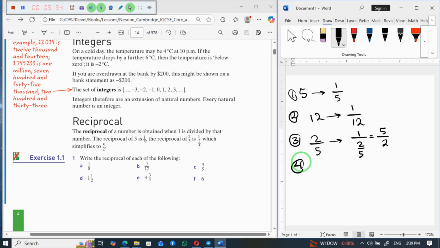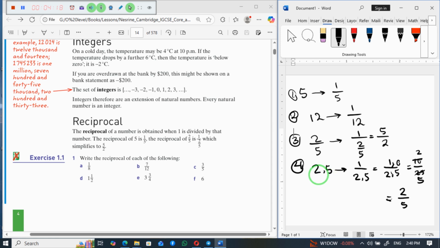Fourth example, 2.5. You want to find the reciprocal of this number, so divide 1 over 2.5. Then you can simplify. We will study this part in the future. For 2.5, we add a 0 here, then directly simplify, and here remains 10 over 25. Then we can simplify: 2 times 5 is 10, and 5 times 5 is 25. So the answer is 2 over 5. This number is the reciprocal of 2.5.